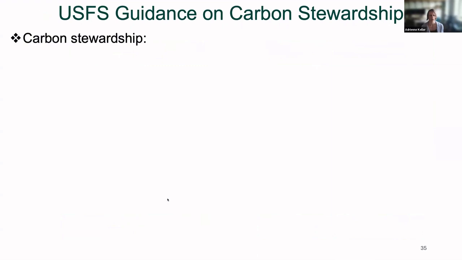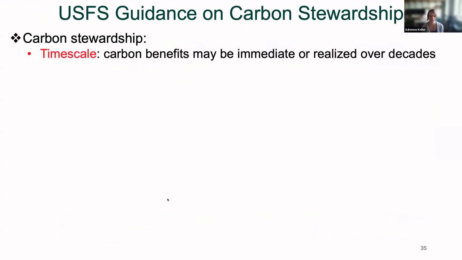So I'm just going to end by presenting some Forest Service guidance on carbon stewardship, which I think is a useful way for us to think about how to manage for carbon alongside other management goals while considering climate adaptation. And hopefully you can tie some of these concepts back into the material that we talked about earlier in the presentation. So time scale is really important, in that some carbon benefits may be immediate, but some may not be realized until many decades.